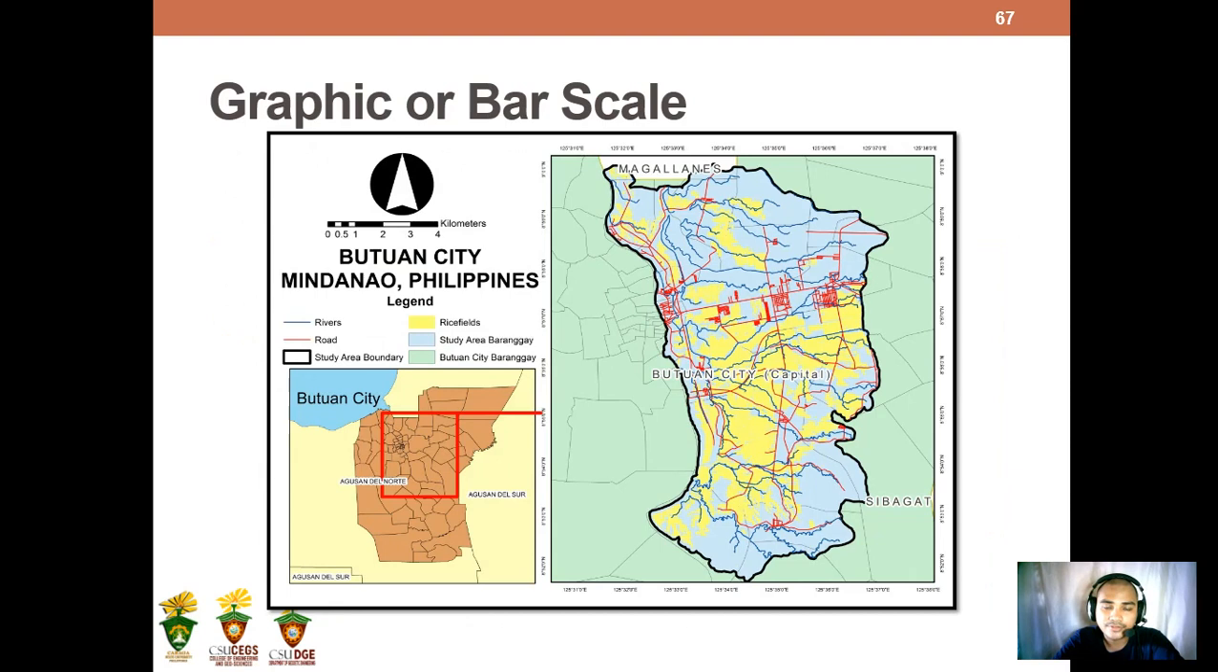Example. For this map, this is a map of Butuan City, portion of Butuan City. And as you can see here, the scale is represented using a bar scale in kilometers.